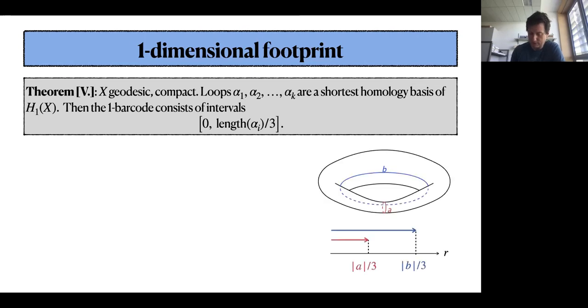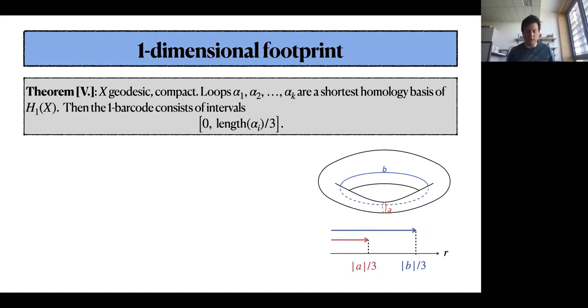So let's take a look at an example. If you have a nice torus here, here we have 2 shortest homology bases. So the bar corresponding to this one, the red bar, terminates at 1/3 of the length of the geodesic A, and similarly for the other one.